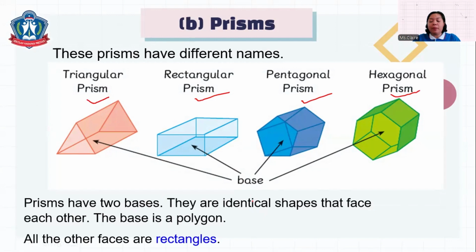If you remember the pyramid before, it has only 1 base at the bottom and a vertex on the top. But prisms have 2 bases, on top and bottom or left and right. And all the other faces are rectangles. So these are different kinds of prisms. Can you name other types of prisms? If you know, you may share that during our class.